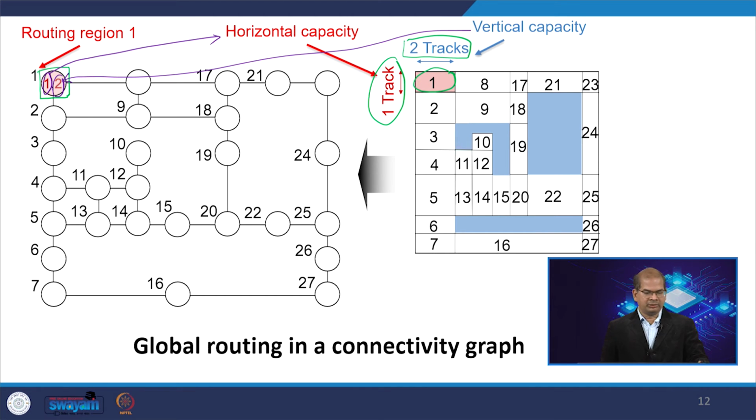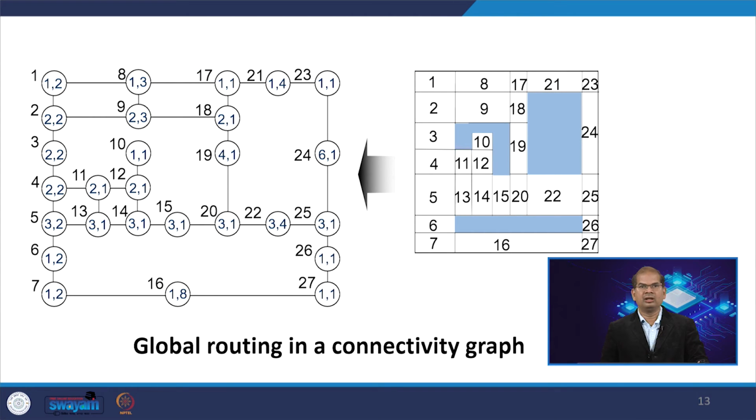So for routing region 1 we have one horizontal track and two vertical tracks. Similarly, we can define it for all the routing regions. Basically, this is the connectivity graph for this layout.